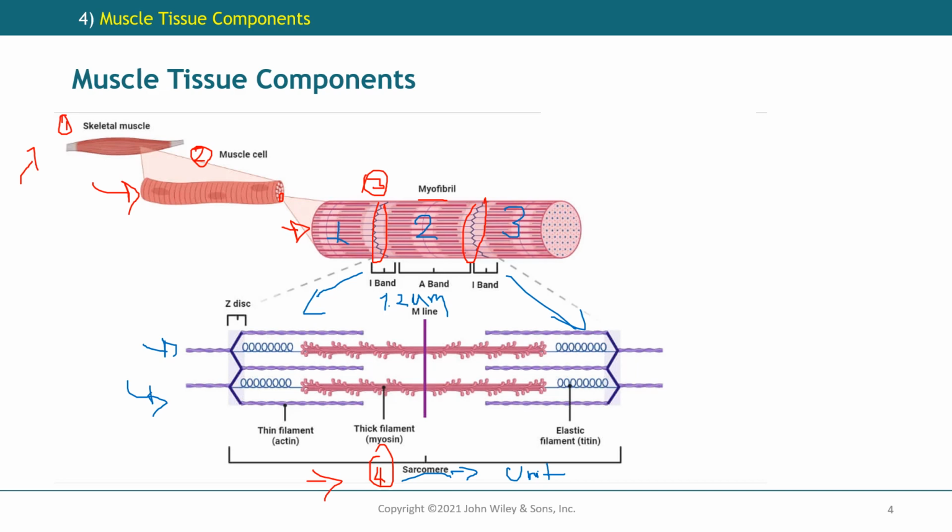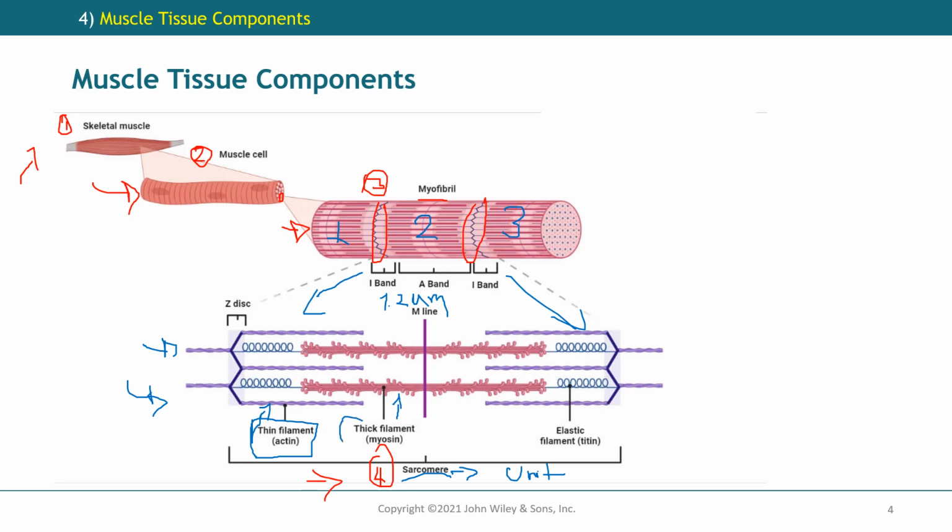And the sarcomeres have two types of proteins that are very important to remember. The one here that you see, the purple one here, that are very thin, are called thin filaments, that are actin, and this one that are thicker.